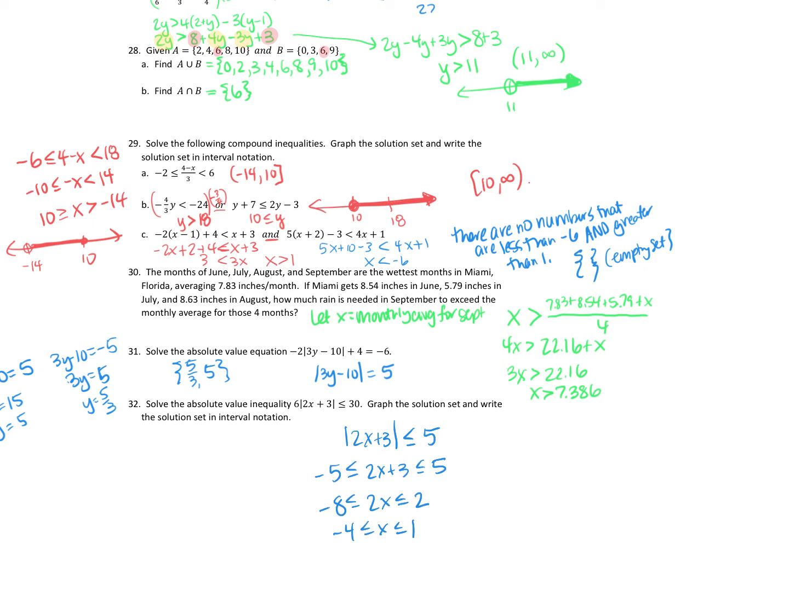Okay, and so then I get this on the number line, -4 to 1, and I fill it in there. So in interval notation, it's -4 to 1.